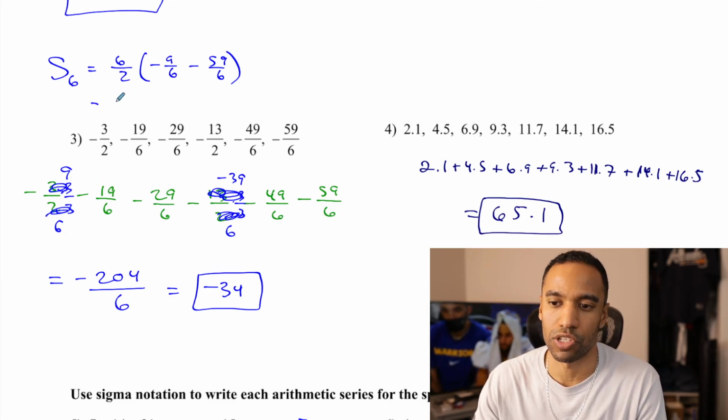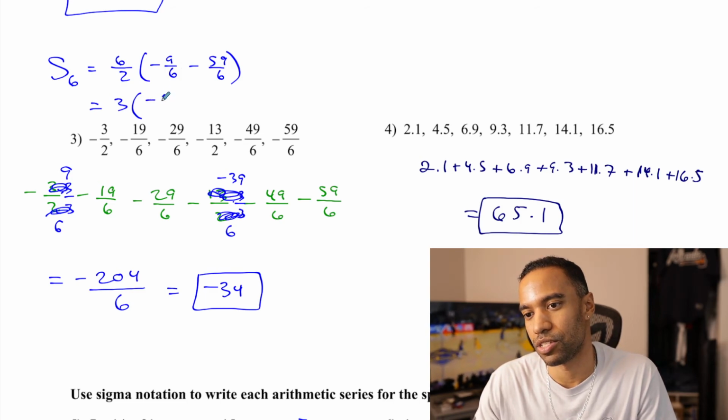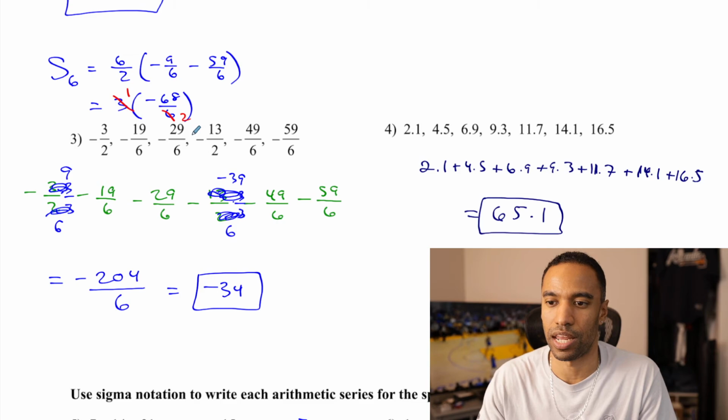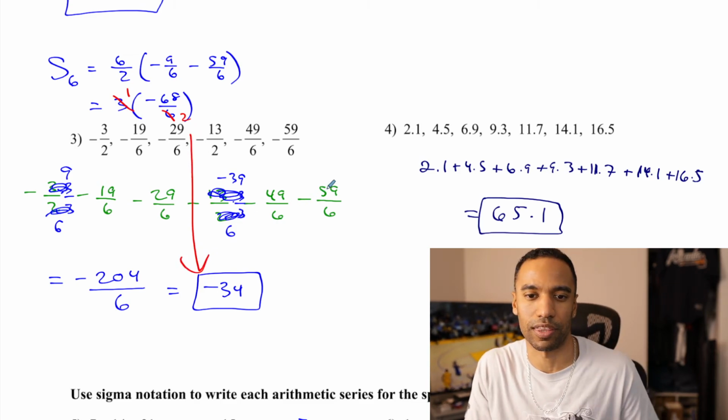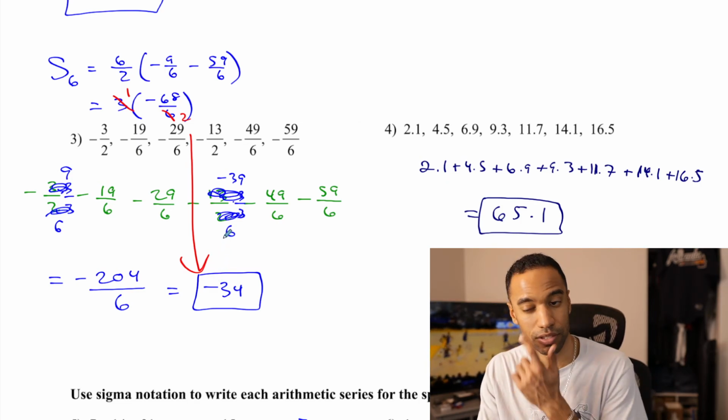6 over 2 is 3, right? So 3 times negative 68 sixths. So 3/6 reduces to 1/2. And negative 68 over 2 is negative 34. So we do get that. Obviously, it still works out, but now I trust that I got that answer correct.